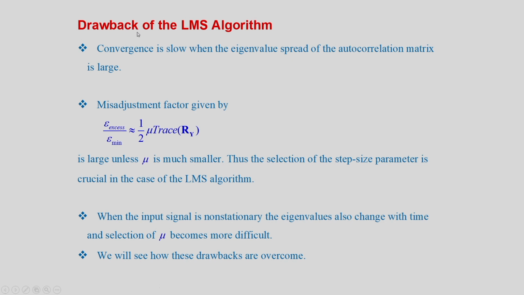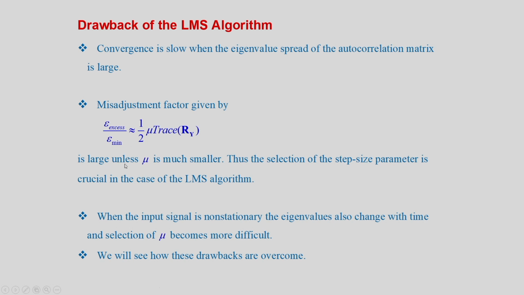Let us discuss the drawbacks of the LMS algorithm. Here convergence is slow when the eigenvalue spread of the autocorrelation matrix is large. That is one important factor. The misadjustment factor, that is excess mean square error divided by the Wiener mean square error, is approximately equal to half of mu times trace of Ry, and if mu is large, this quantity will be large.